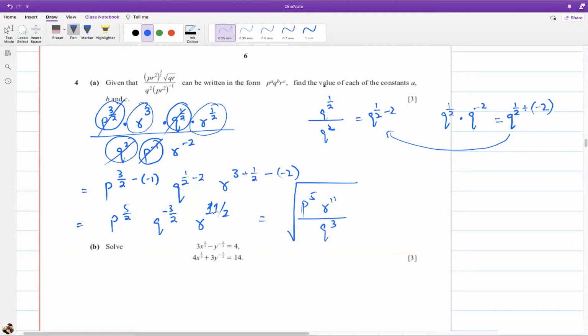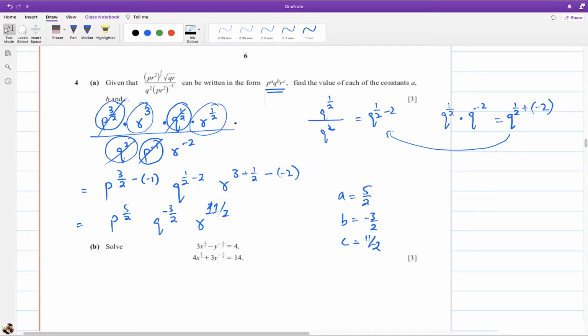Now they're saying find the value of each of the constants. In fact, we didn't even have to do this. We can simply write that we have already converted it. So a is the power of p, which is 5 by 2. b is the power of q, minus 3 by 2, and c is 11 by 2. If you forget to write a is equal to this, b is equal to this, the examiner will not take away any marks because you have already shown it in the form that was required. But again, be mindful, don't skip these things.